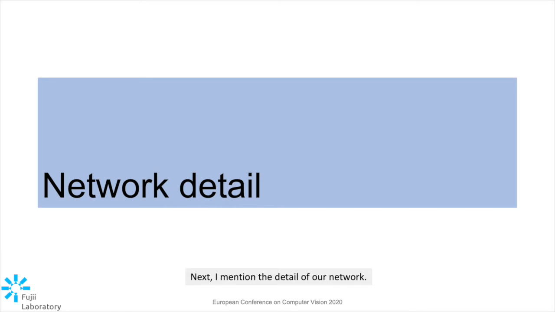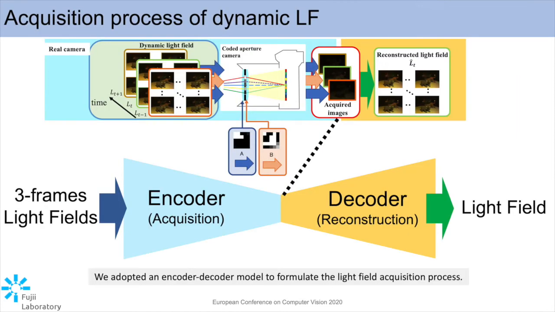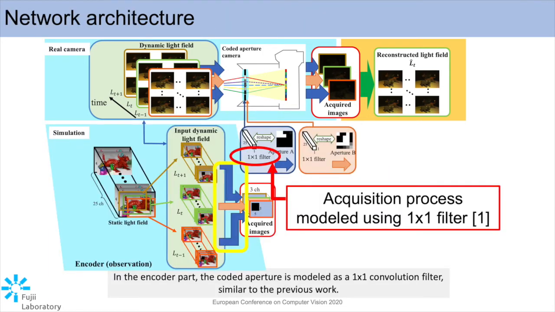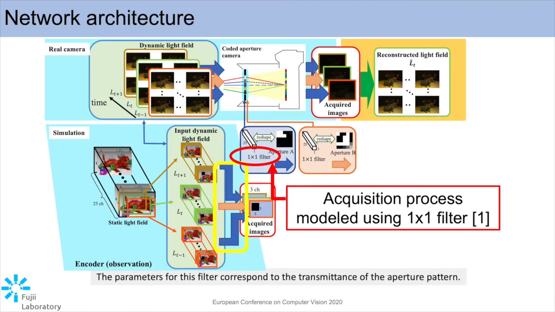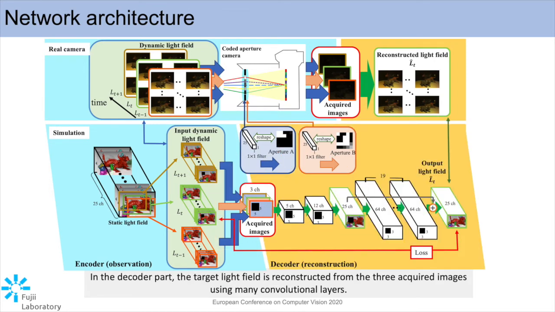Next, I will describe the details of our network. We adopted an encoder-decoder model to formulate the light field acquisition process. In the encoder part, the coded aperture is modeled as a 1x1 convolution filter, similar to the previous work. The parameters for this filter correspond to the transmittance of the aperture pattern. In the decoder part, the target light field is reconstructed from the 3 acquired images using many convolutional layers.